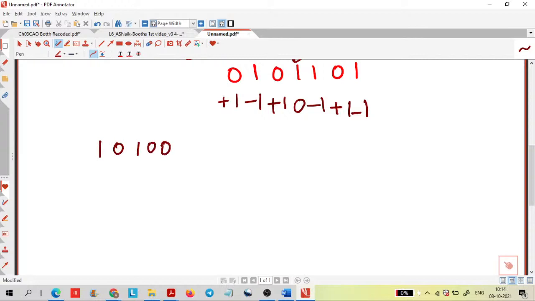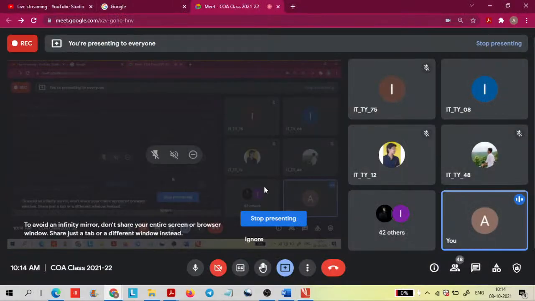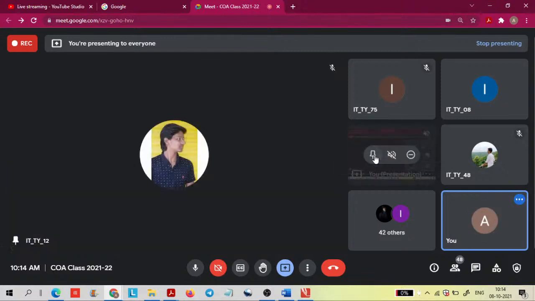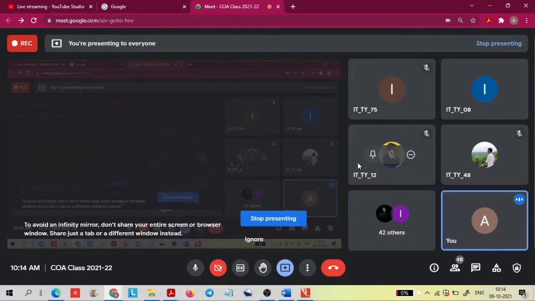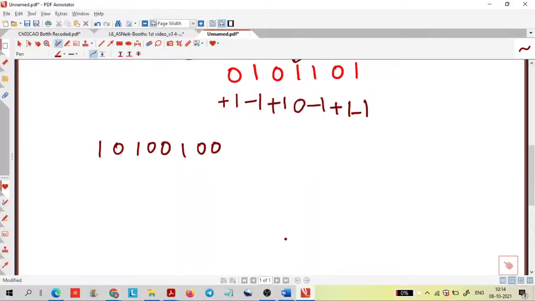Anyone else want to try? You want to participate? Yes, anyone? Yes, roll number 12. Roll number 12, are you there? Yes, roll number 12. Okay, 48.